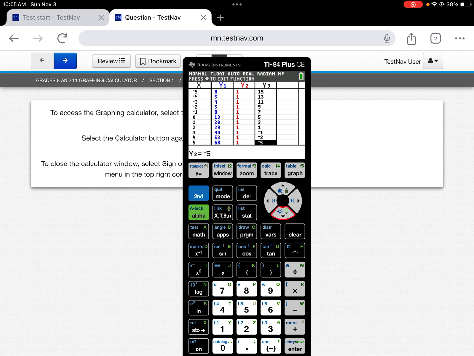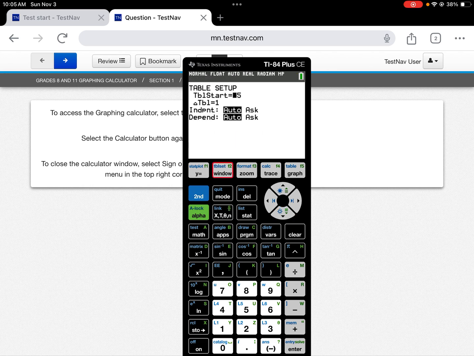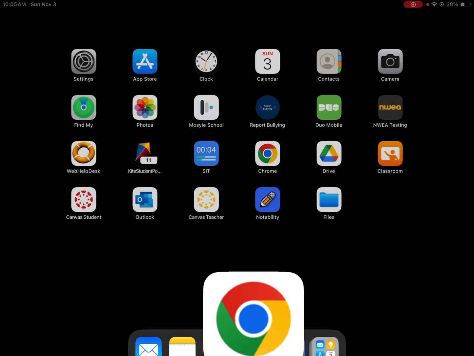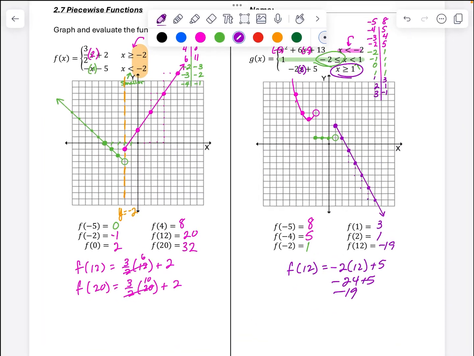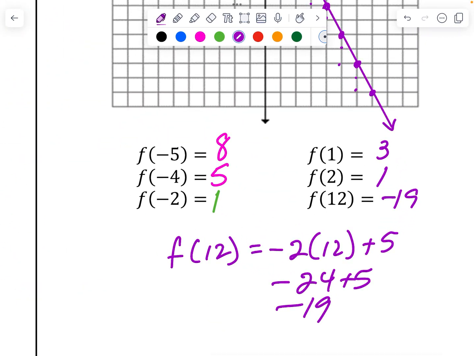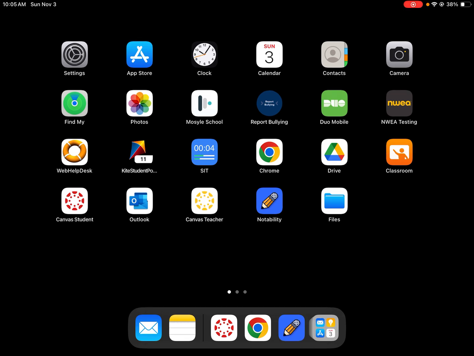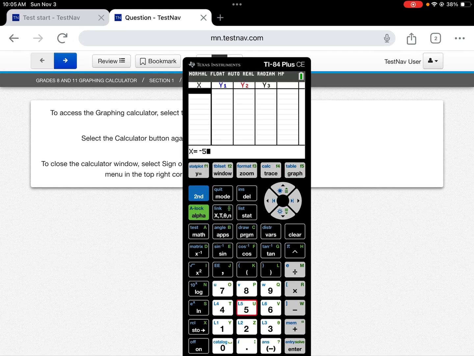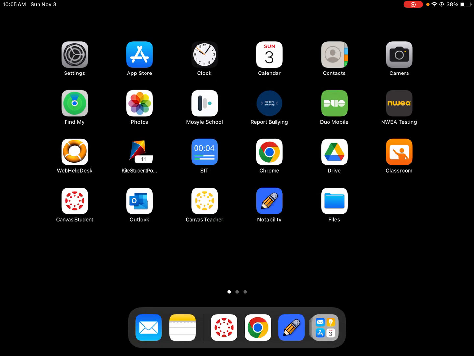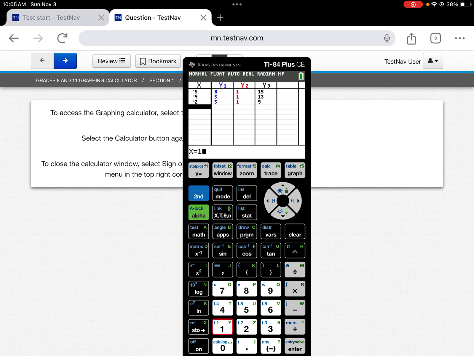And so that's that. And if you wanted to check just the ones that are in the question, you could change your table set, and you could change it from auto to ask. And hit enter. And now when you look at your table, it is blank. Then the numbers I was supposed to evaluate are -5, -4, -2. So I could type in -5, -4, -2. The other numbers I wanted to evaluate were 1, 2, and 12. So I put in 1, 2, and 12. So there are all of those.